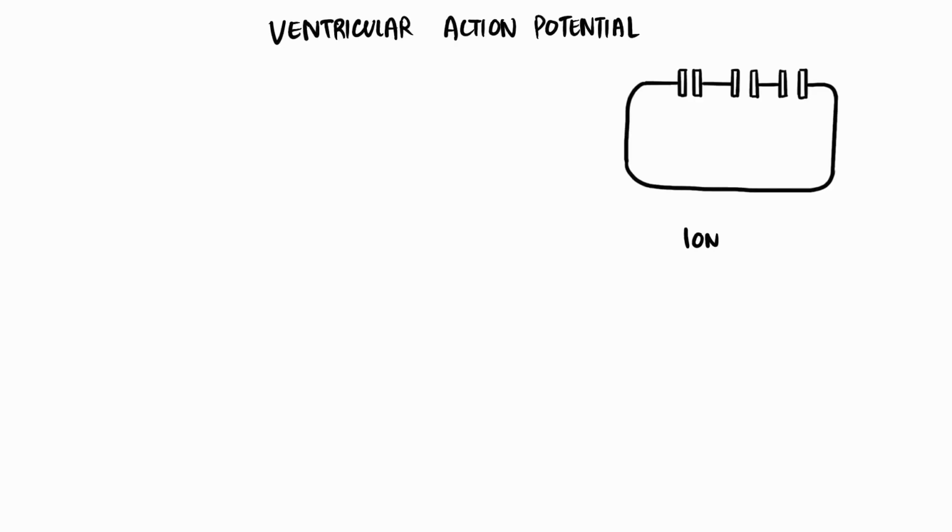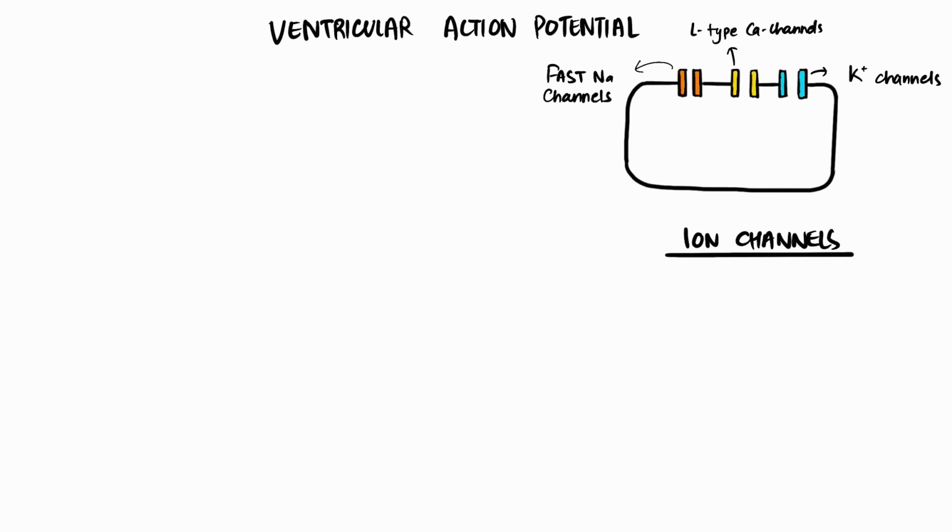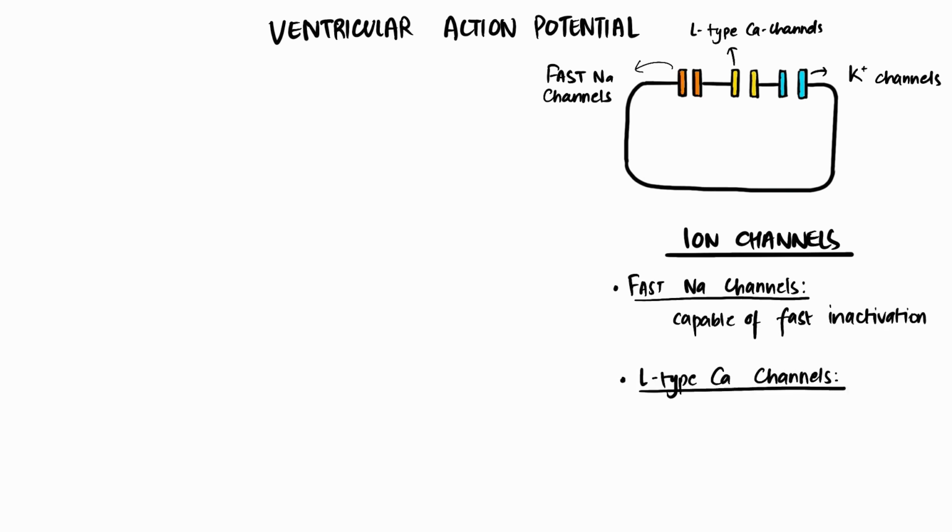Before we go into detail, let's look at the three ion channels that play an important role in cardiac action potential. So we've got the voltage-gated fast sodium channels, the L-type calcium channels, and potassium channels. Now, the fast sodium channels remain open for only a brief period of time and close abruptly. That is, they are capable of fast inactivation. Then we've got the L-type calcium channels. They're slower to open and remain open for a longer period of time compared to the sodium channels. Because they open and close more slowly than other types of calcium channels, they're also called slow calcium channels. And finally, we've got potassium channels.